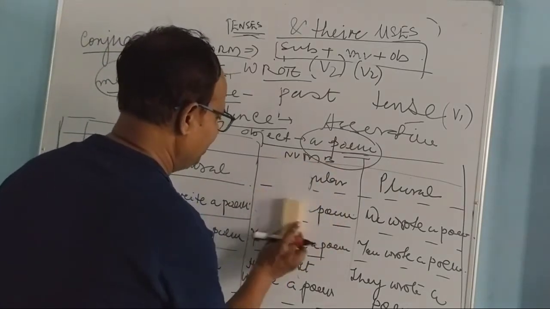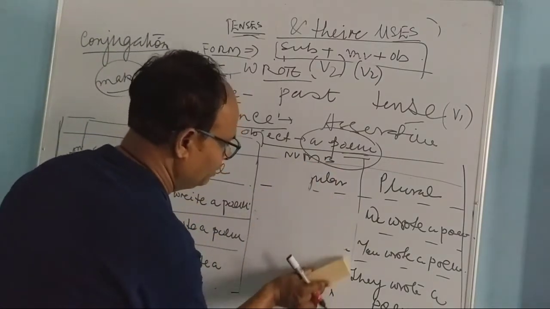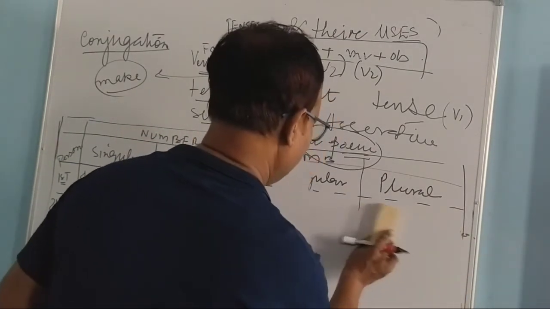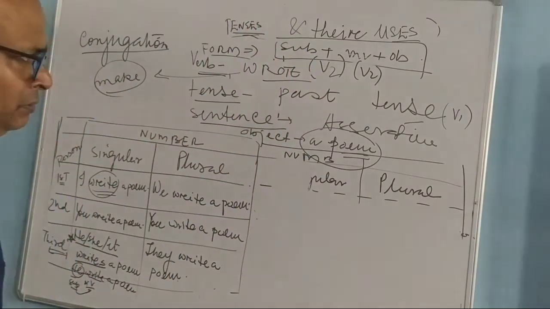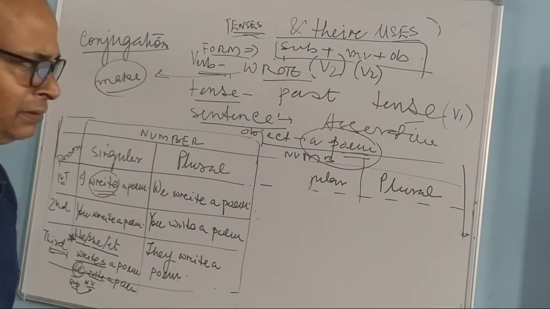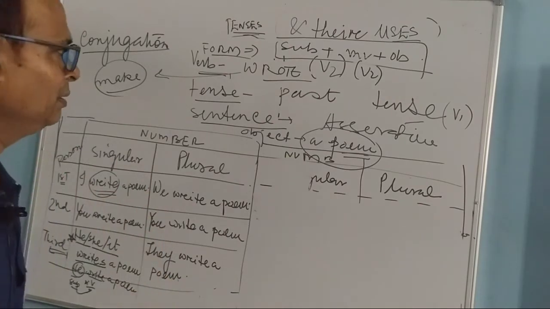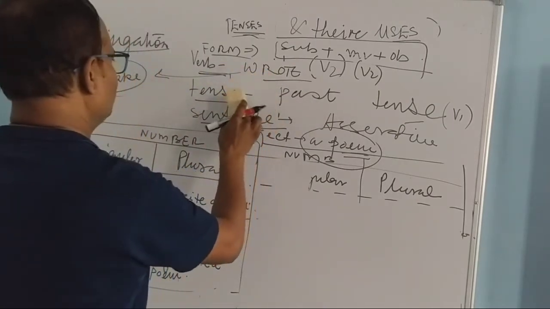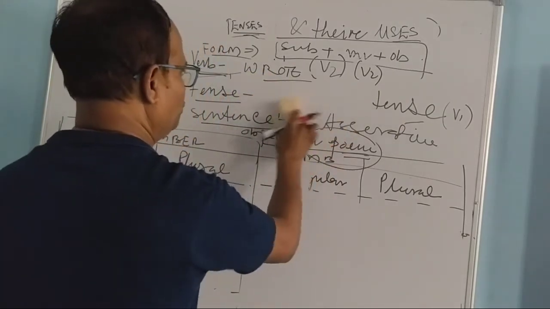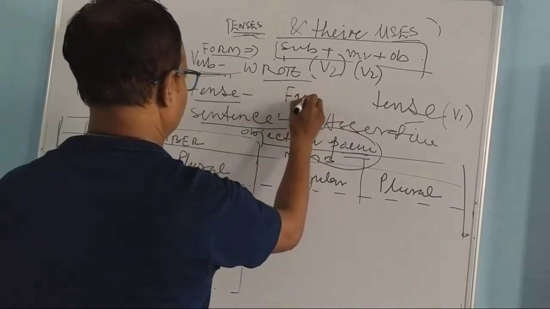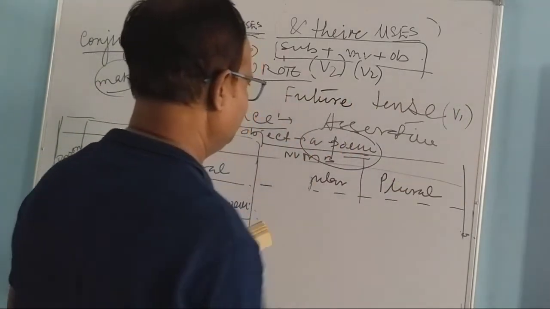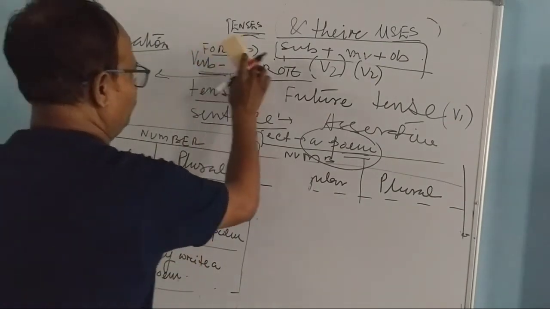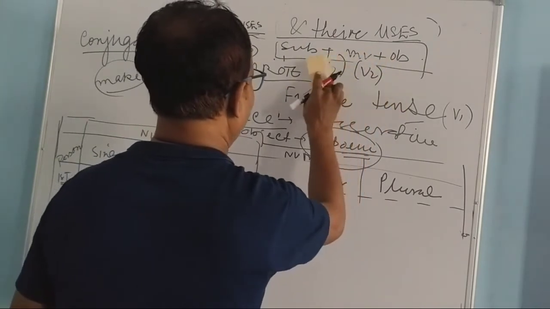So I will be writing it here itself, so that we can understand what the basic changes are when you make the present, make the past, or make the future of a particular verb. So now we go for the future form. The tense here will be future tense. So the form of the verb here will be, you write this one.